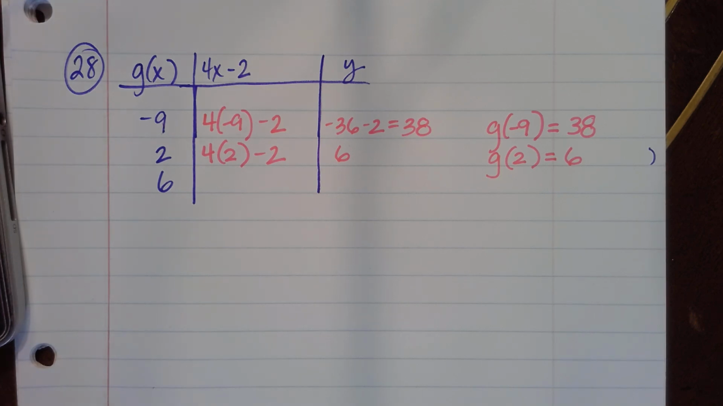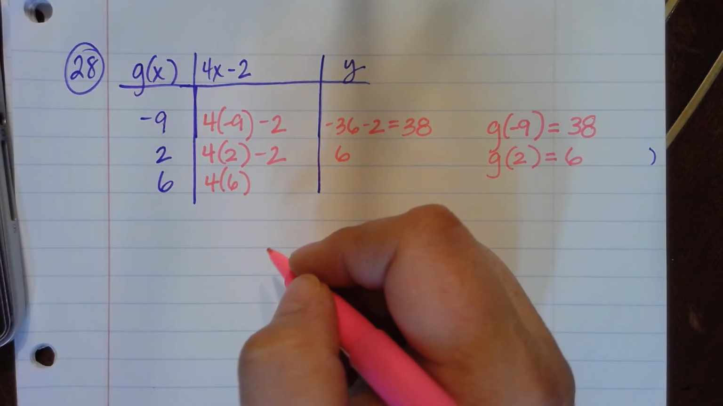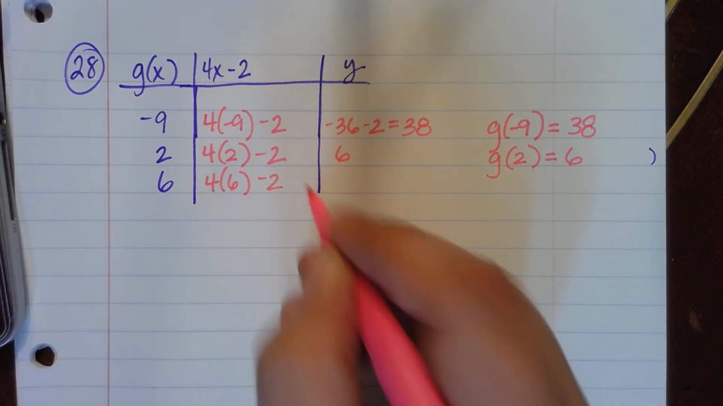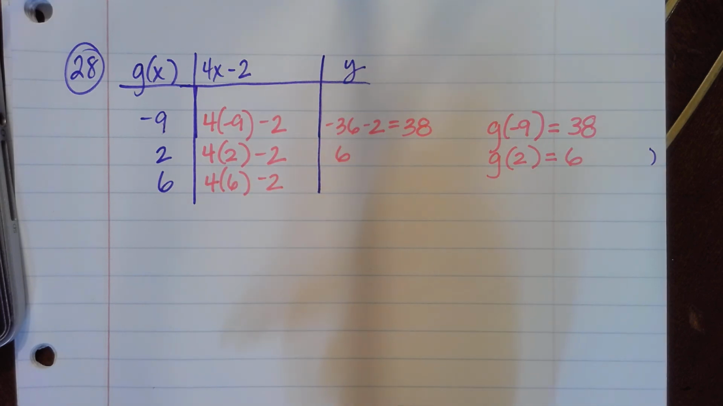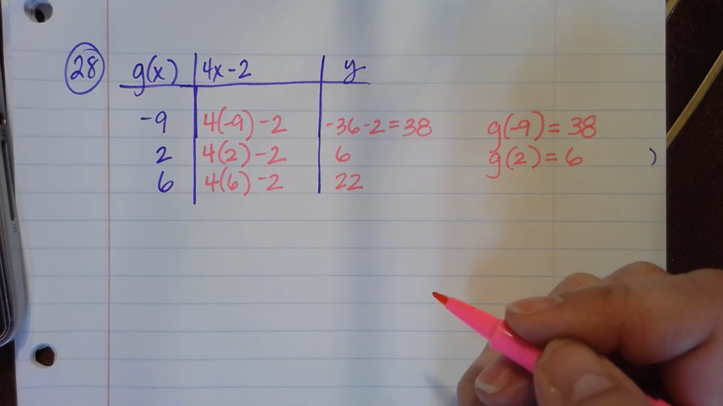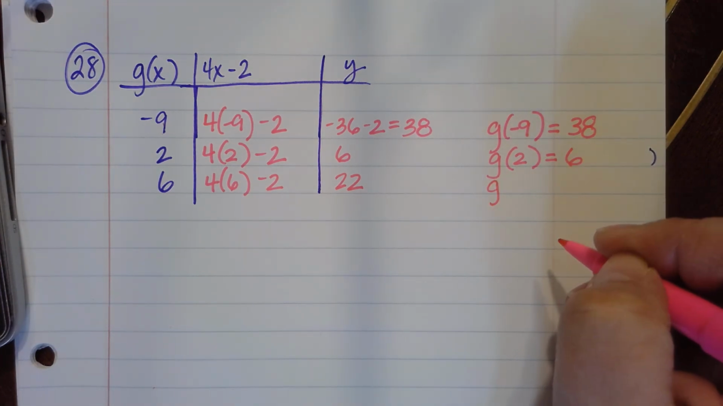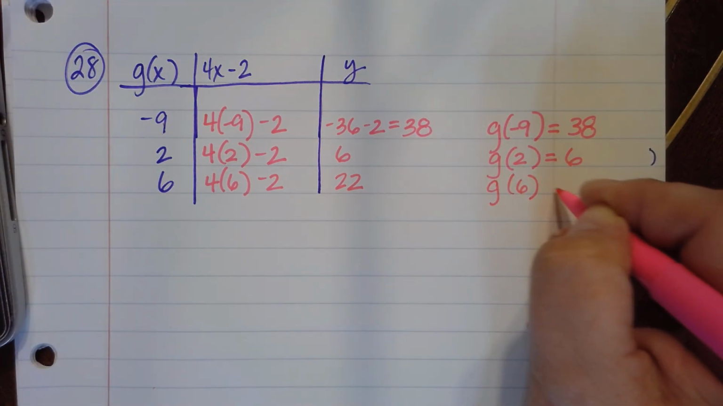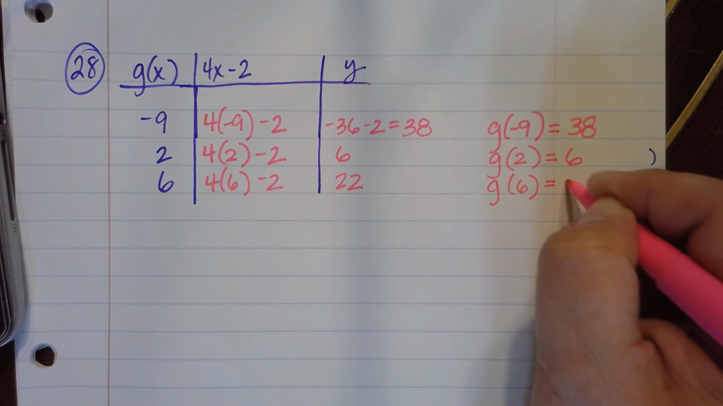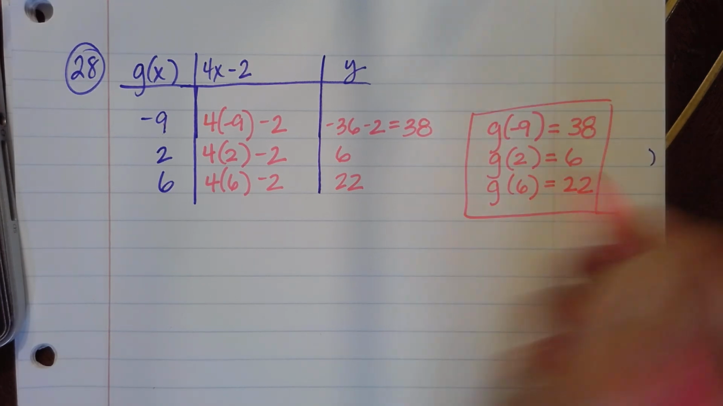And the last one is 6, so again, I'm going to put that 6 in for x. 4 times 6 minus 2. 4 times 6 is 24. Minus 2 is 22. So function form says g of 6 is equal to 22. Okay, and these are your answers.